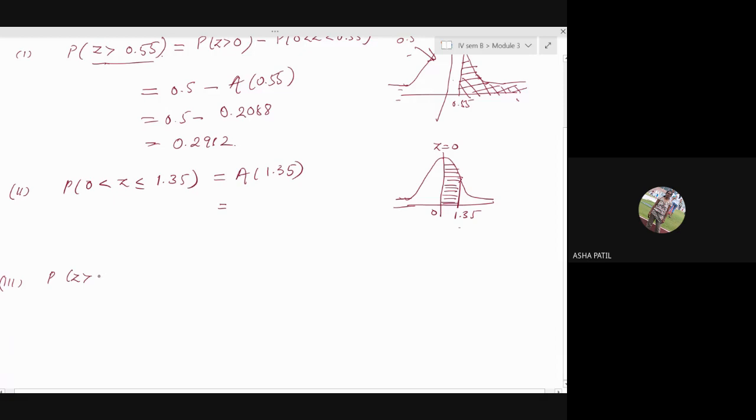Probability that Z is greater than 0.85. Wait, Z is greater than, I will make less. Z is less than 0.85. Anybody can tell me the value of 1.35 here? 0.4115.